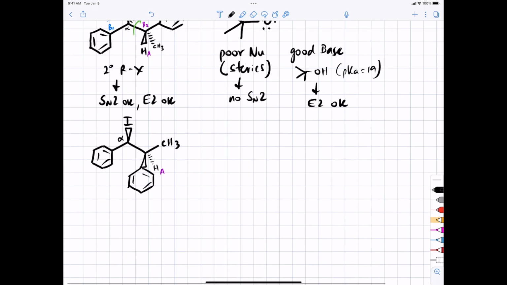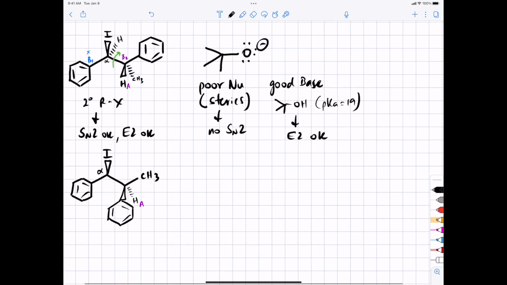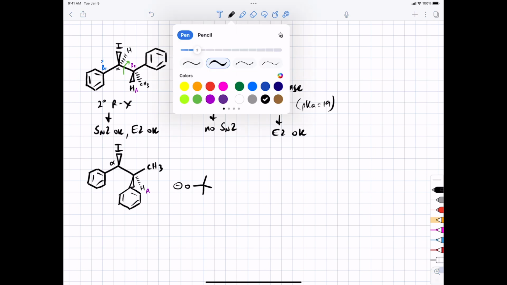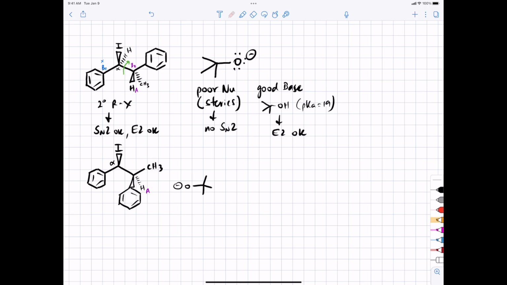All right, now the leaving group iodide is anti to the beta proton, so that our base can line up with the carbon-iodide sigma star, so that the LUMO can spread out onto the beta proton by hyperconjugation. Now that it's anti to the leaving group, we can do the elimination reaction.